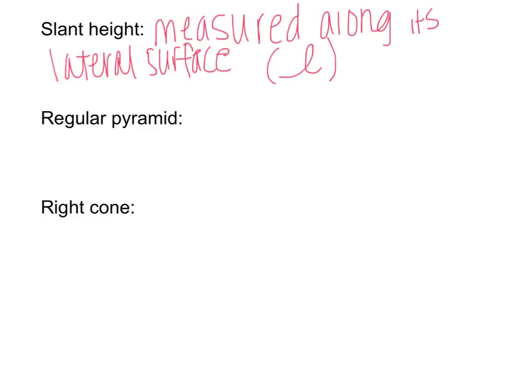The first definition that we need to get is slant height, which we saw on the previous slide. A slant height is measured along its lateral surface. So where you see that point come, it's going to be on that lateral surface. And we see that as a letter L in cursive.